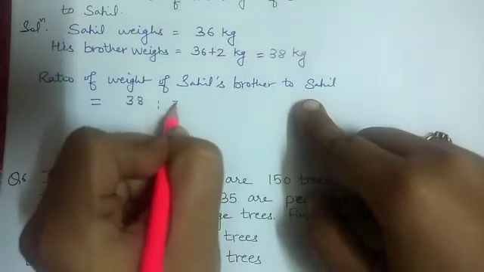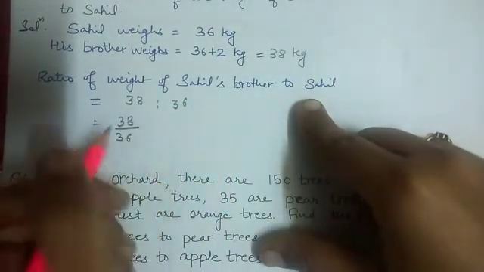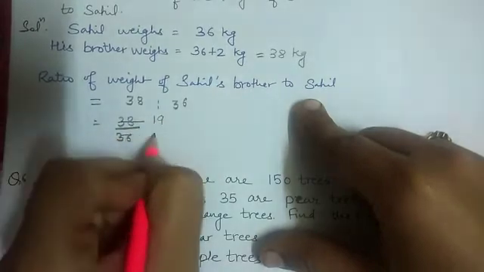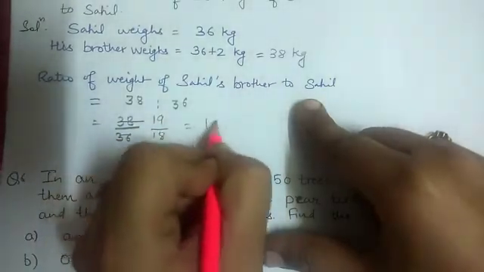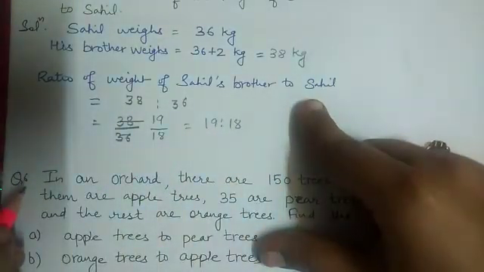Now we have to find the ratio of weight of his brother to Sahil, that is 38 ratio 36. Now write the expression in the fractional form. Both of the numbers are divisible by 2, so the ratio became 19 ratio 18.